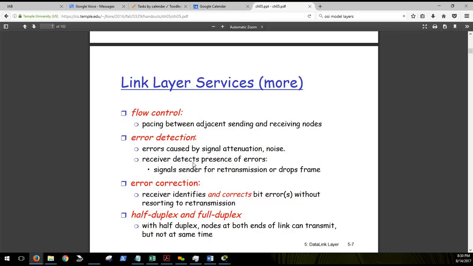Okay, so next, error correction. The receiver identifies and corrects the bit errors without even resorting to retransmission. How do we do that? How are we able to correct problems?